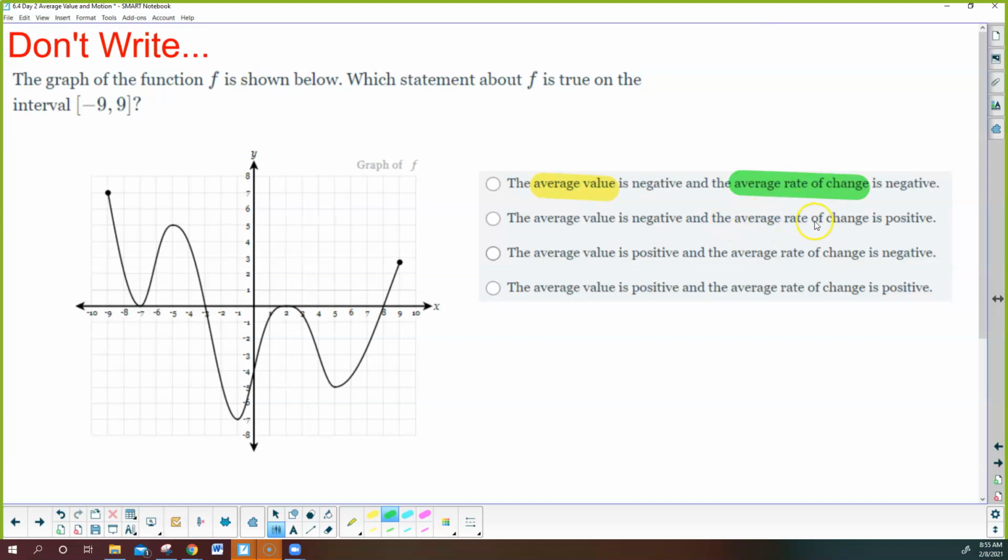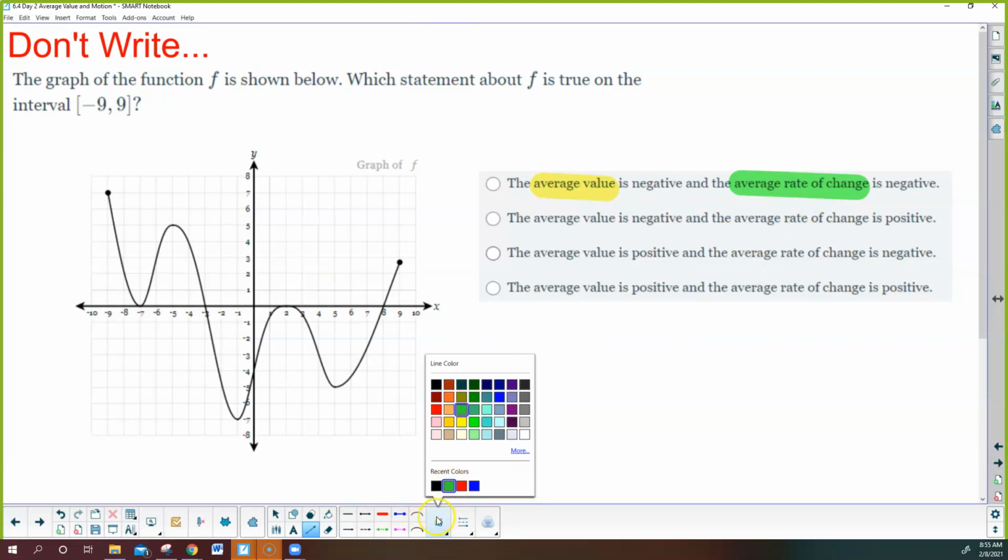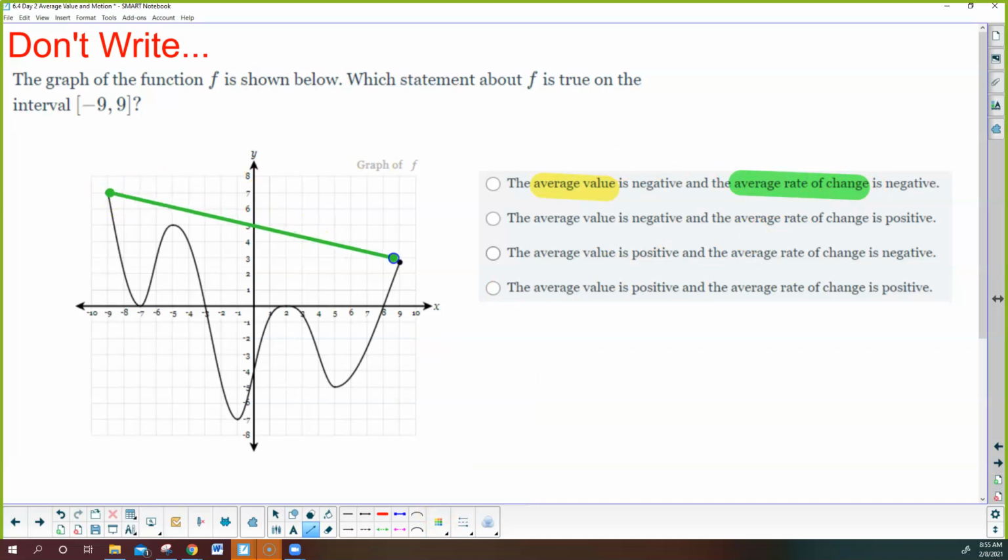Now look at all the way down, they're asking us to compare the average value to the average rate of change. Well, let's start with this really quick. Average rate of change. The average rate of change is the slope between -9 and 9. So right there, if you drew that line in, you automatically know something about that.